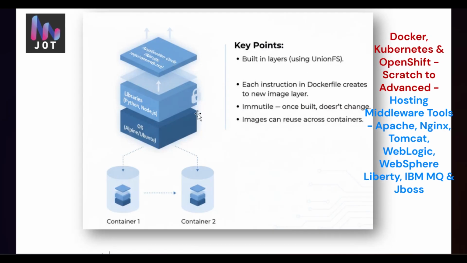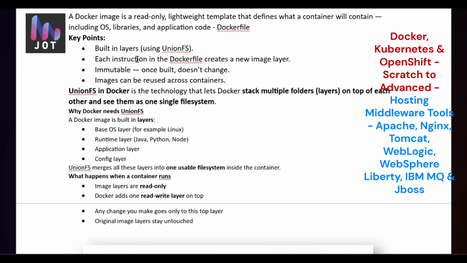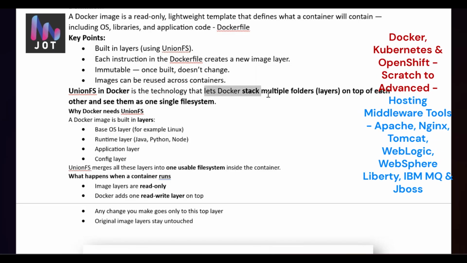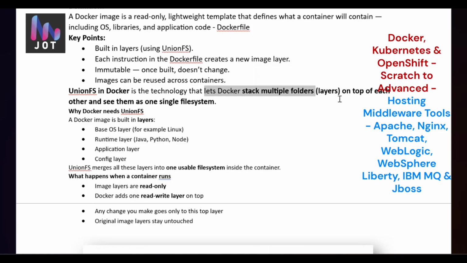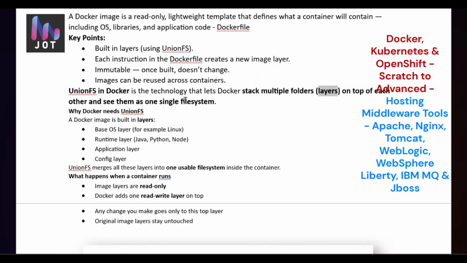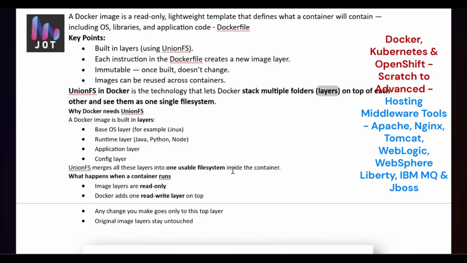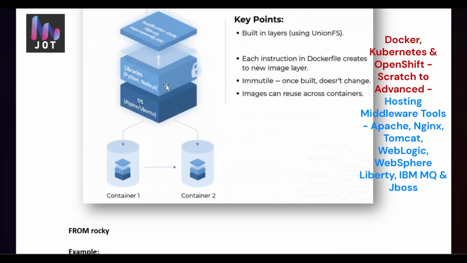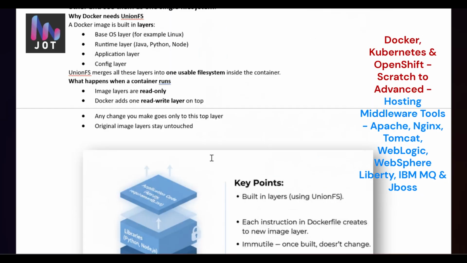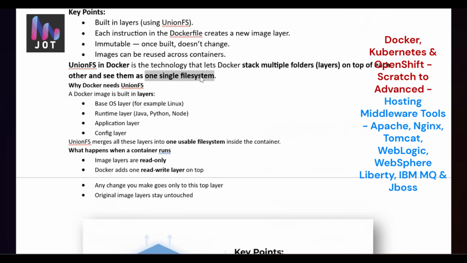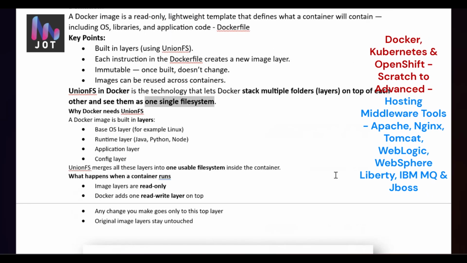So what technology does Docker use for building a Docker image from multiple layers? It is Union FS. Let us come back here. Union FS in Docker is a technology that lets Docker stack multiple folders or layers on top of each other, and you will see these entire layers as a single unit. It behaves as a single file system.